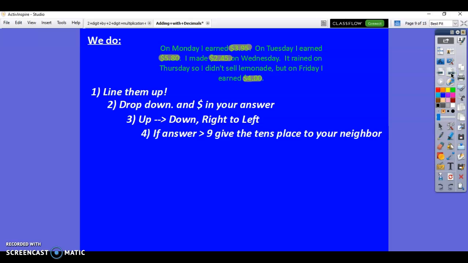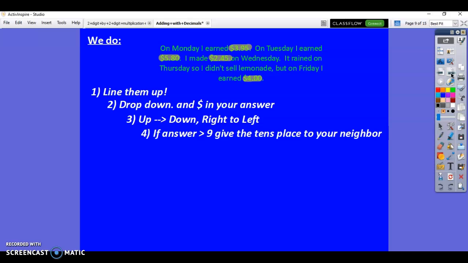Okay, so on Monday, I earned $3.95. On Tuesday, I earned $5.80. I made $2.45 on Wednesday, and it rained on Thursday, so I didn't sell any lemonade. But on Friday, I earned $4. How much money would I have earned in all for the whole week?